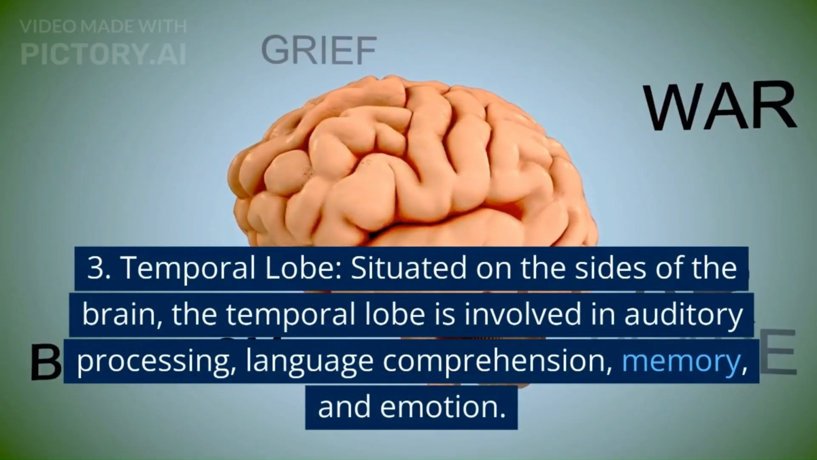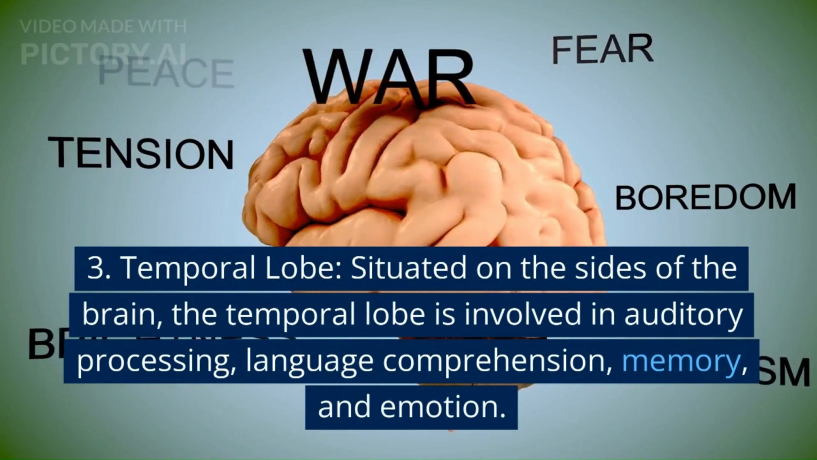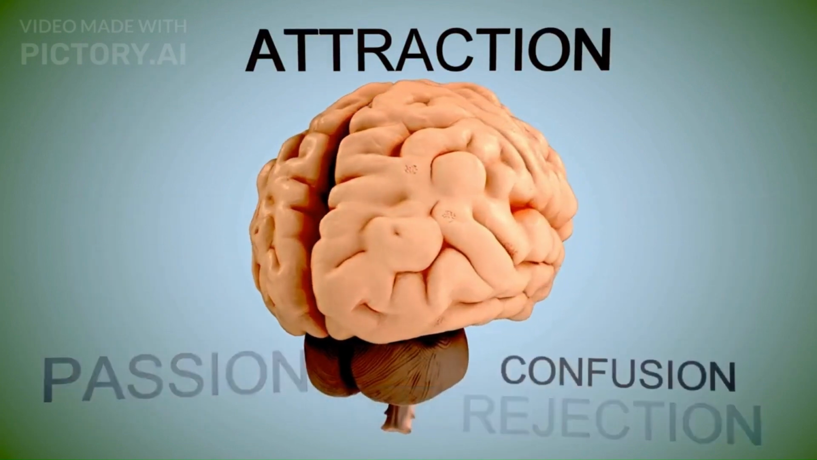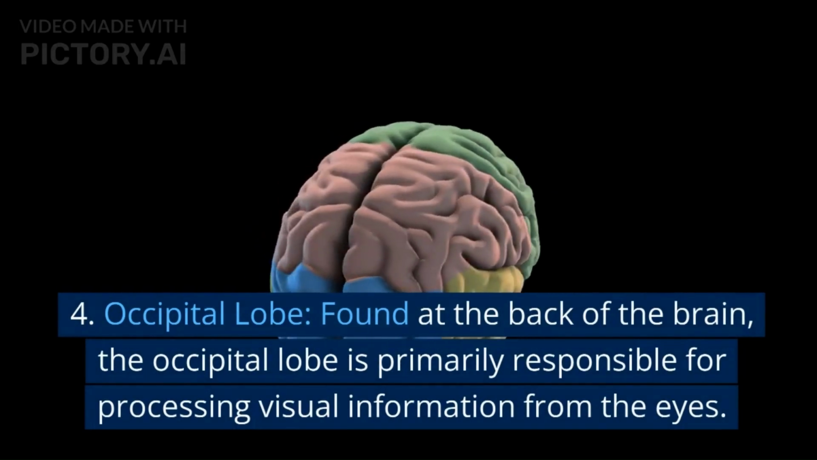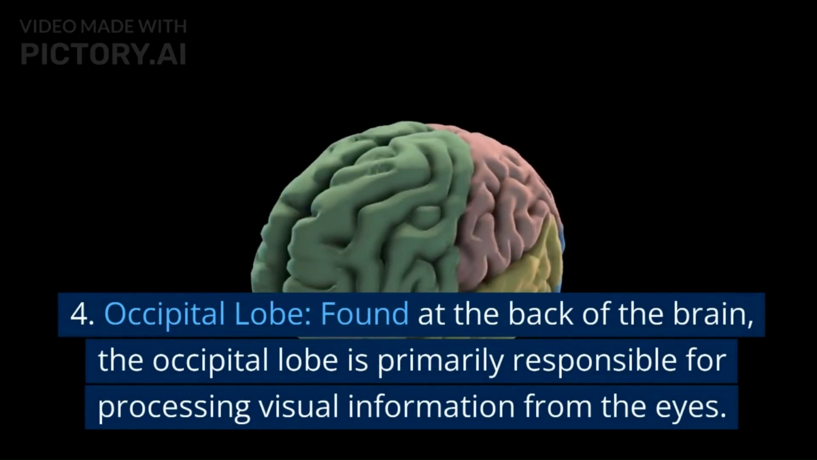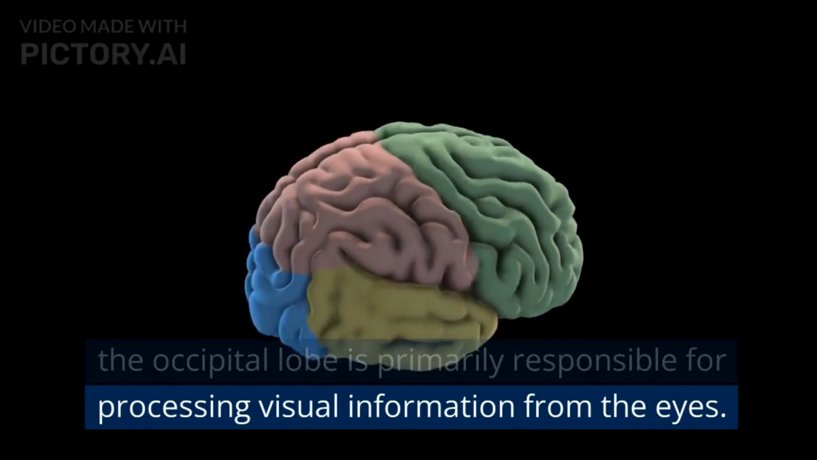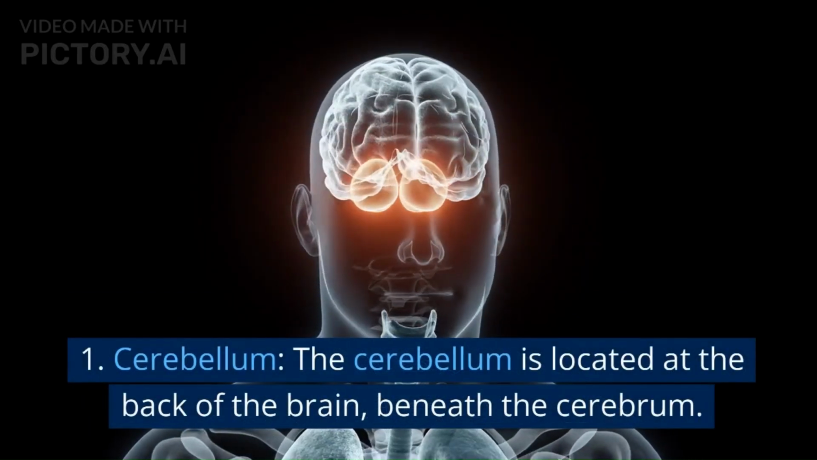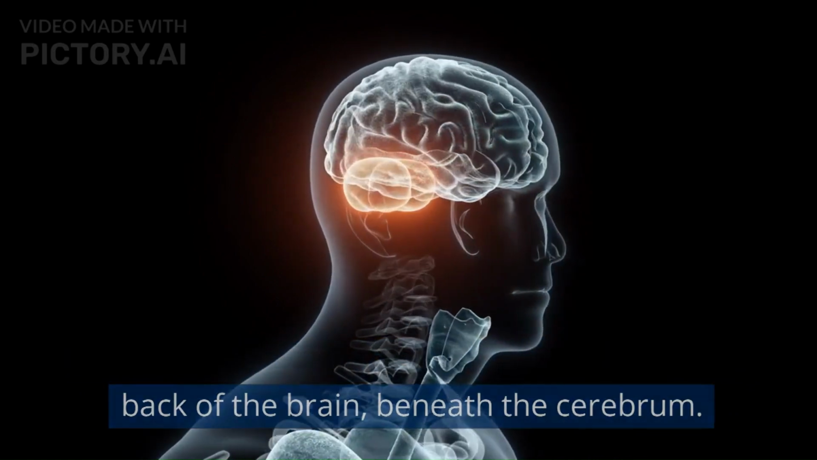Temporal lobe. Situated on the sides of the brain, the temporal lobe is involved in auditory processing, language comprehension, memory, and emotion. Occipital lobe. Found at the back of the brain, the occipital lobe is primarily responsible for processing visual information from the eyes. 2. Cerebellum. The cerebellum is located at the back of the brain, beneath the cerebrum.